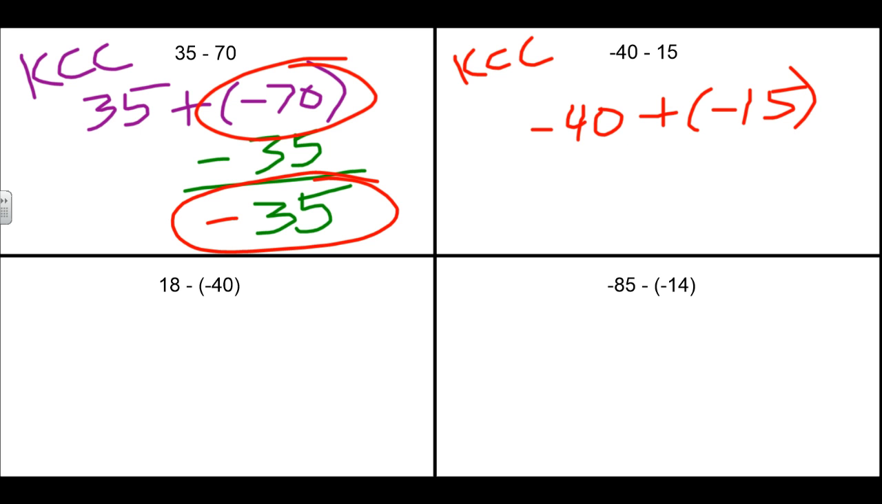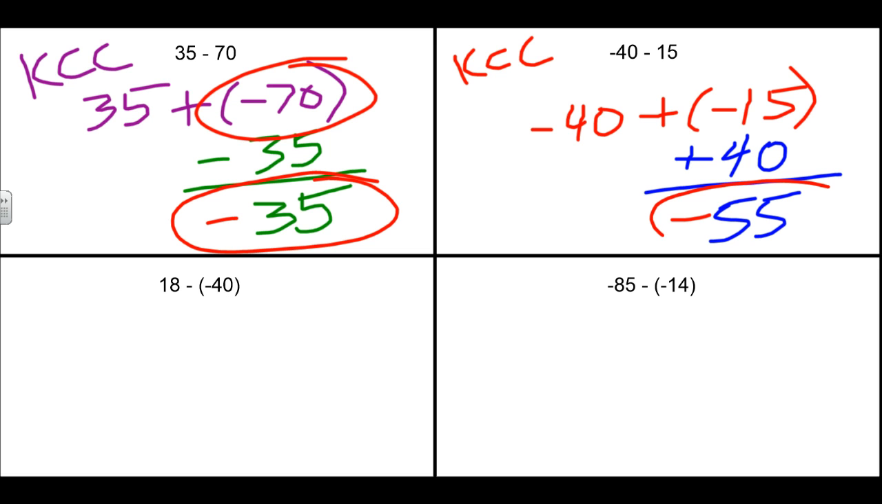Negative 40 plus negative 15, these numbers have the same sign. So 15 plus 40, moving the same direction away from 0 on our number line, is 55. Both of these add-ins are negative, so the sum is negative, and thus our difference, negative 40 minus 15, is equal to negative 55.